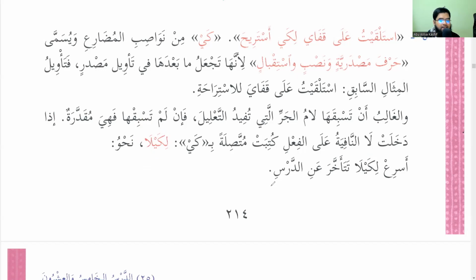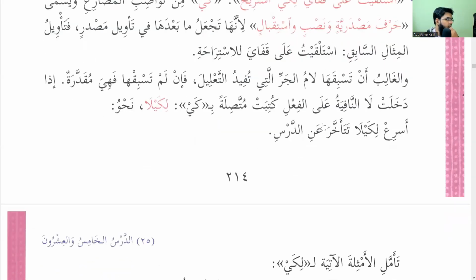Asri' likhaila ta'akhkhara an ad-dars. Right? Quick, go quickly. Asri', go quick. Asra, you say form 4. Be quick. Likhaila ta'akhkhara an ad-dars. So that you don't become late from the lesson. An means from here. لكي لا تتأخر. تأخر يتأخر, this is form 5, right? تأخر يتأخر. تتأخر أنت تتأخر عن الدرس. So that you don't become late from the lesson. لكي لا. So it's written like one word. لكي لا. So that you don't do something.